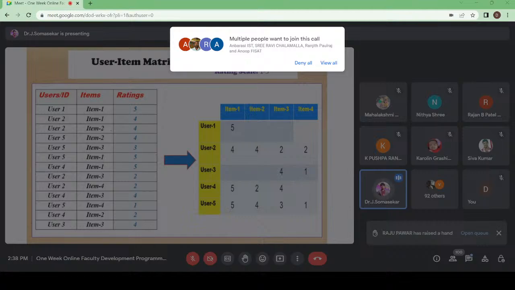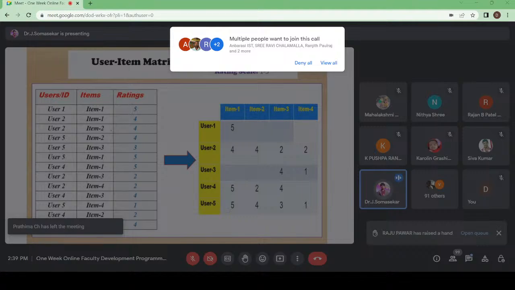In the user item matrix, rows are nothing but users or customers, and columns are nothing but items or products or movies, depending on the application. If you are looking for movie recommendation, then columns are nothing but movie 1, movie 2, like that. And the values of the utility matrix are nothing but the ratings given by the customers.